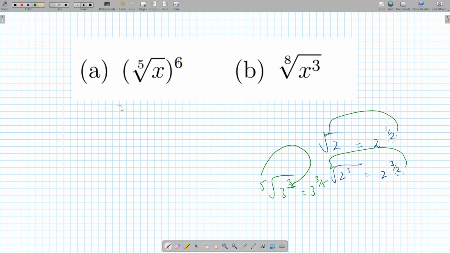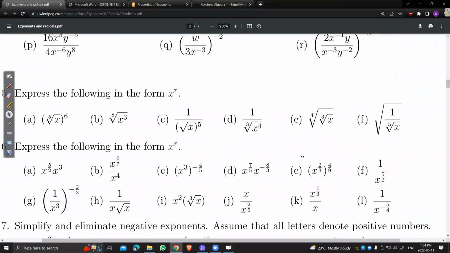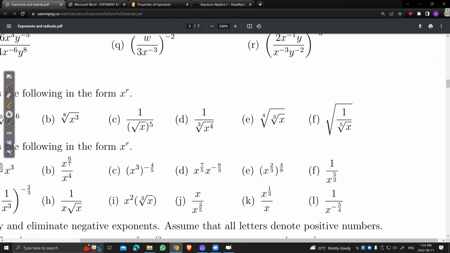So tell me, fifth root of x^6. No, it's the same thing, right? It's going to be 6 over 5, one step. Okay. What about b? 3 over 8. Right. And you're done, okay? Let's get a little bit trickier here, but that shouldn't change anything. Same rule.